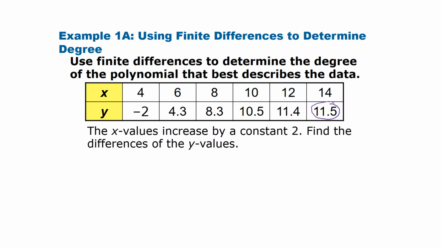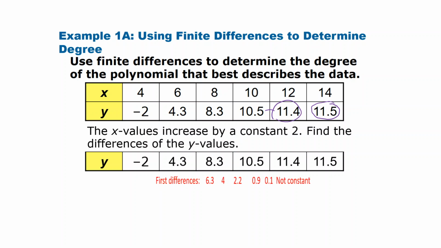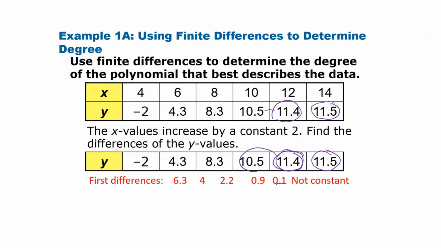I'm going to say 11.5 minus 11.4. And then I'm going to say 11.4 minus 10.5. I just kind of go backwards. For some reason that helps me. So I'm going to take a look. And so when I do 11.5 minus 11.4, you can put it in your calculator, and it's 0.1. 11.4 minus 10.5 in your calculator is 0.9. 10.5 minus 8.3, 2.2, and so on.